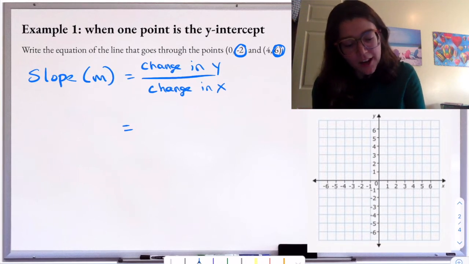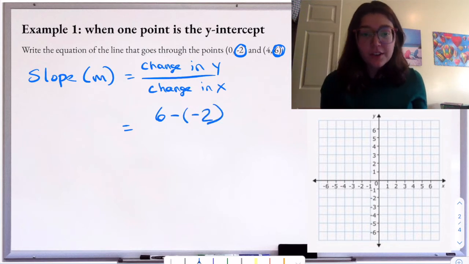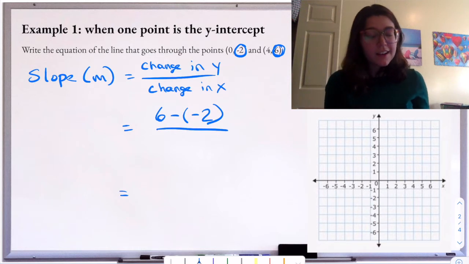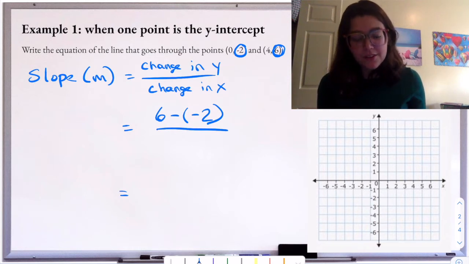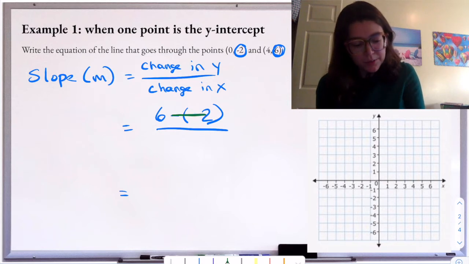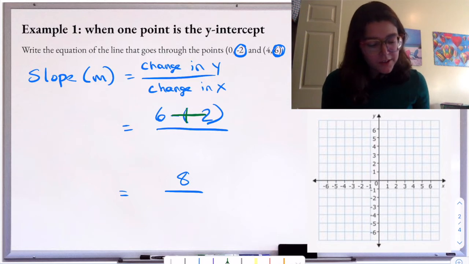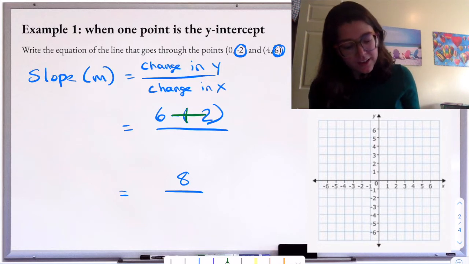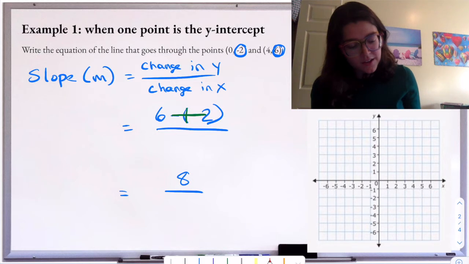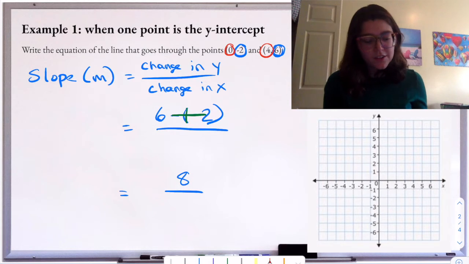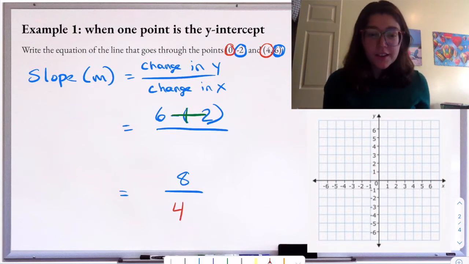Or I could just subtract them. So I can do like 6 minus negative 2 for my change in the y values. And we should remember that when we are subtracting a negative, that's the same thing as adding a positive. So this is just the same thing as 6 plus 2, which is positive 8. Then for the denominator, we have the change in the x values. I have 0 as one x value, 4 as the other. So how do I get from 0 to 4? I add 4, so the change in the x values is going to be 4.